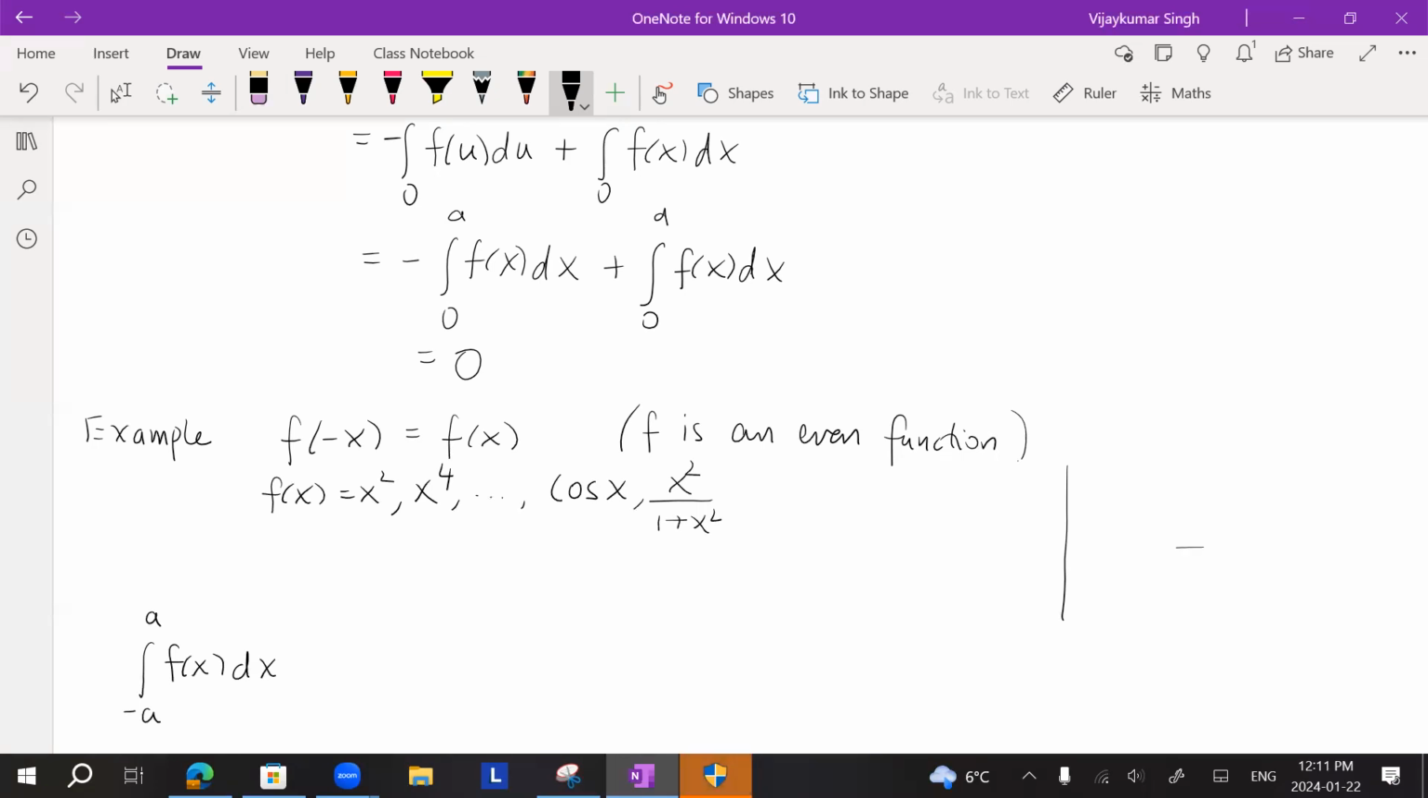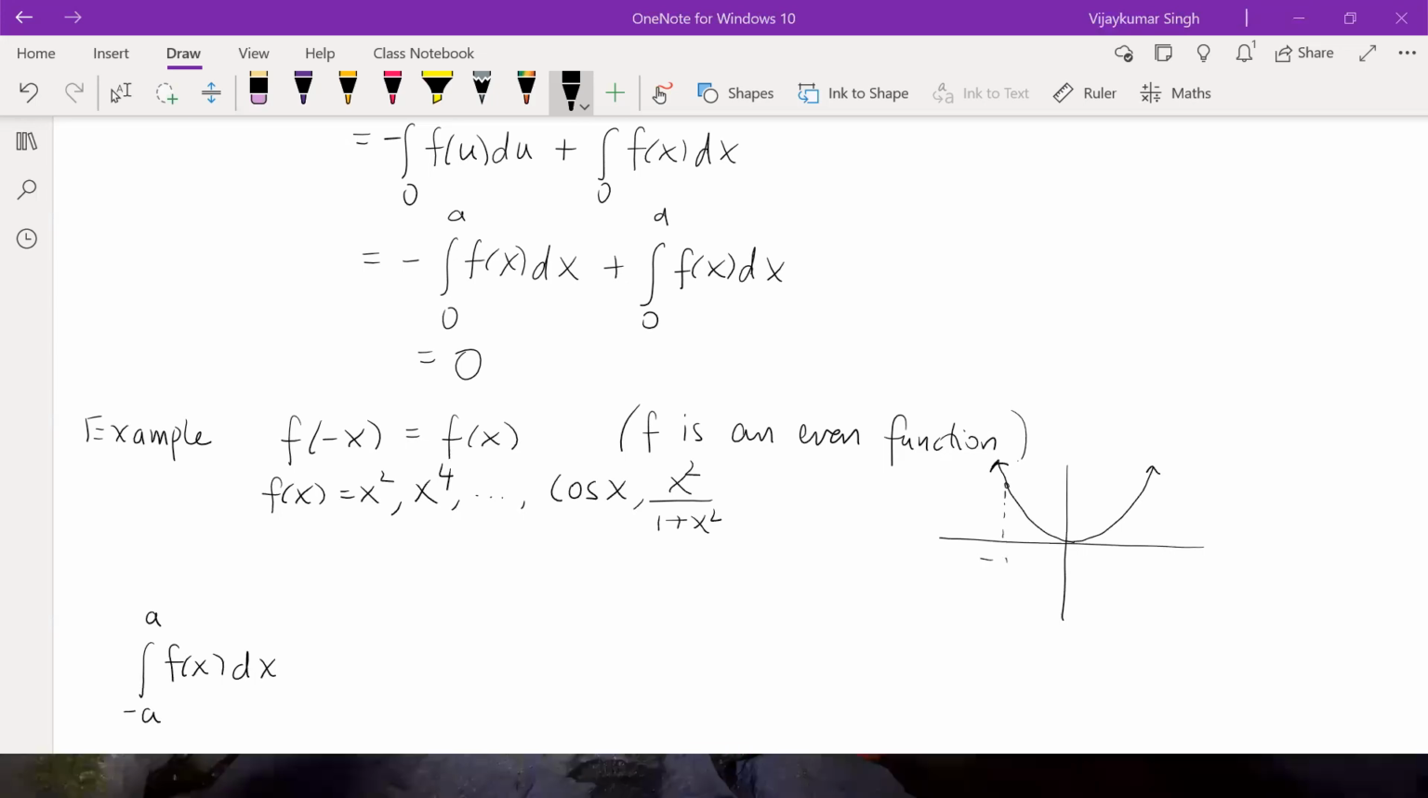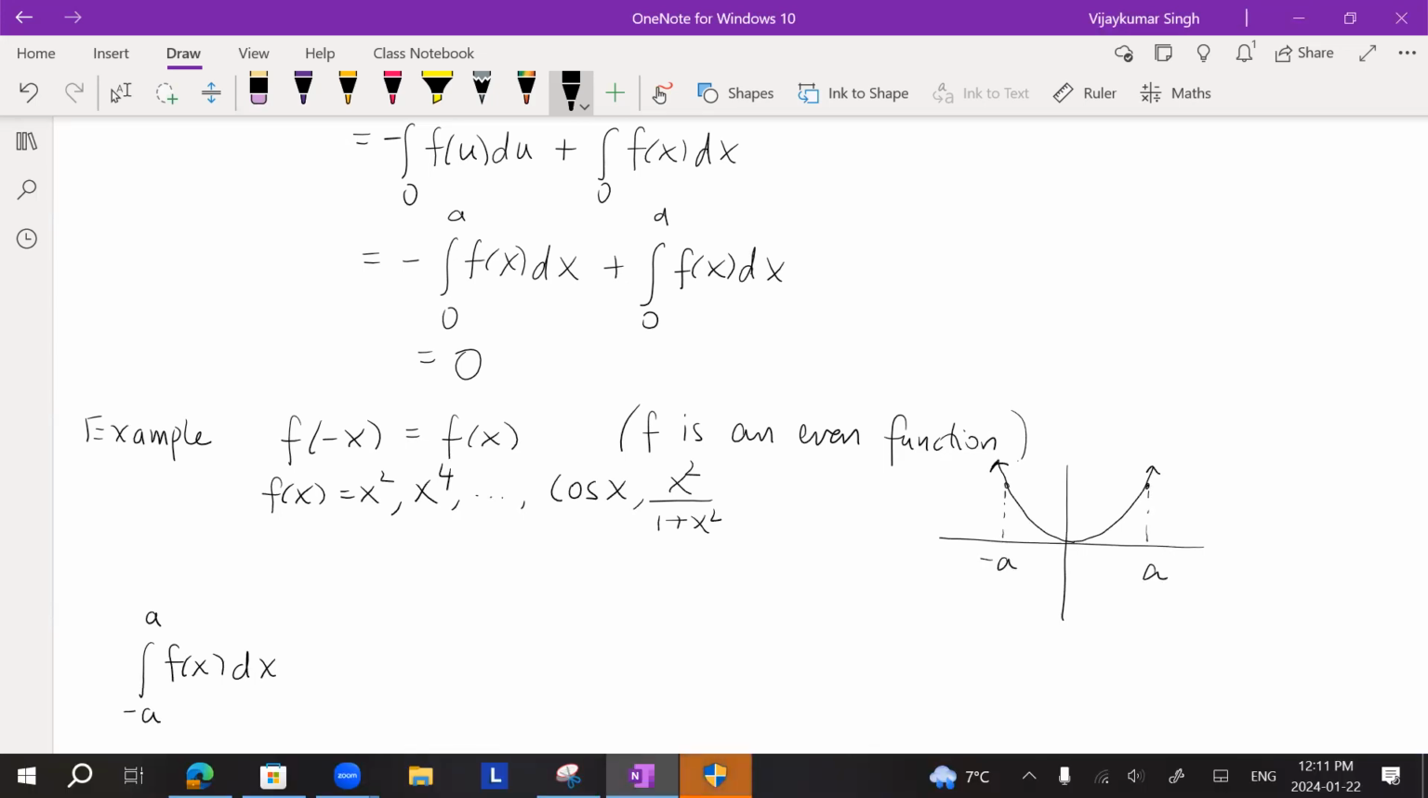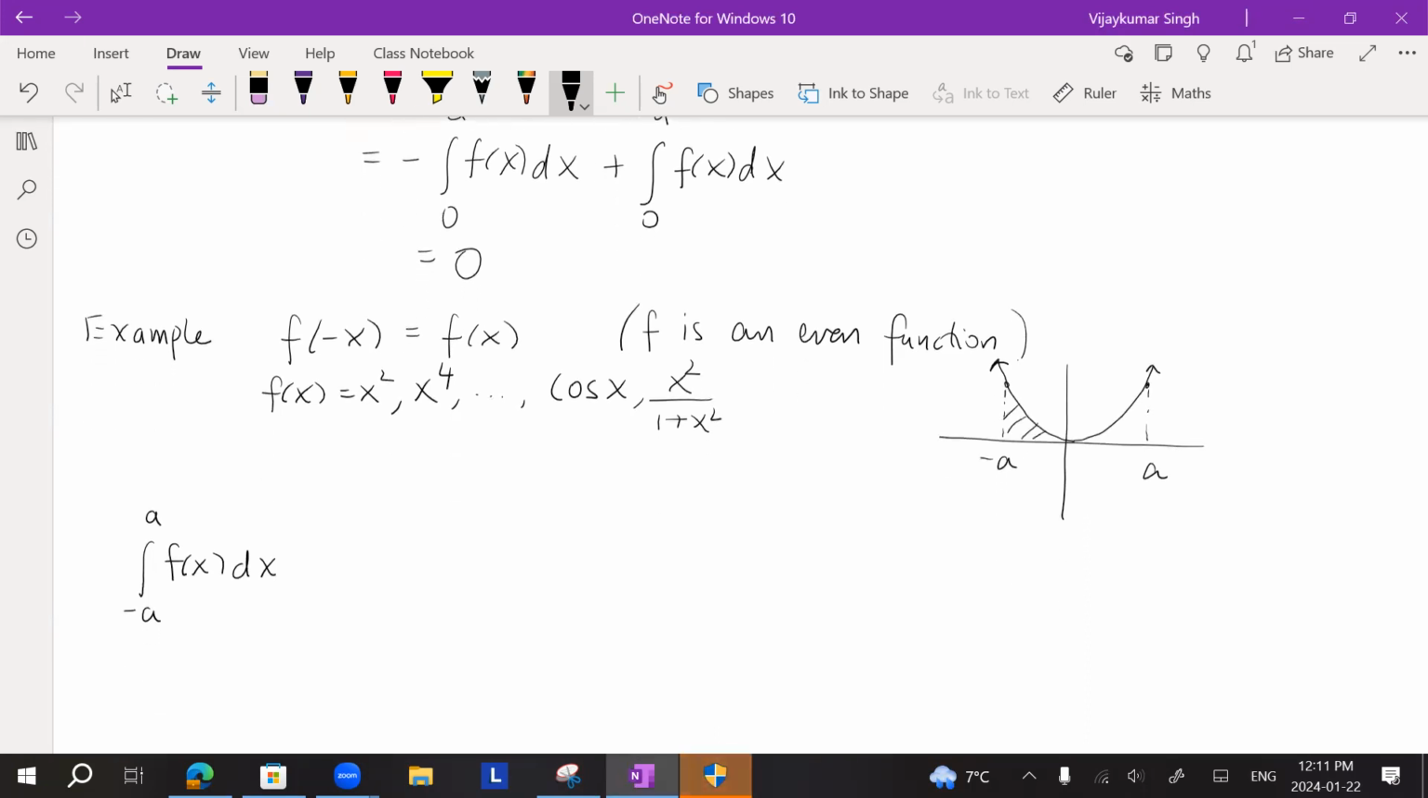Now let's look at pictorially what happens. Let's take x squared. Let this be minus a, and this is a, and we want to find the integral of this. It seems that even functions are symmetric around the y-axis. So you can see that the integral from minus a to a of f of x dx seems to be the same as 2 times the integral from 0 to a of f of x dx. So this is what it looks like from the diagram, and it is indeed true.